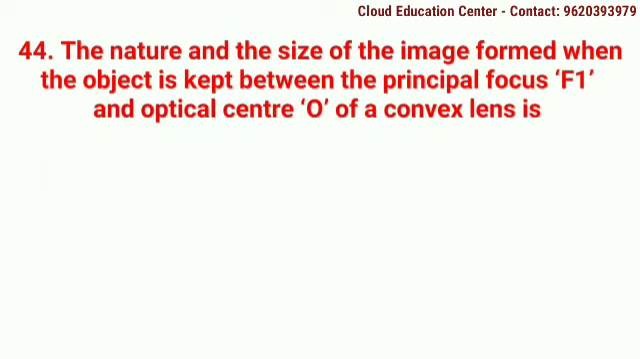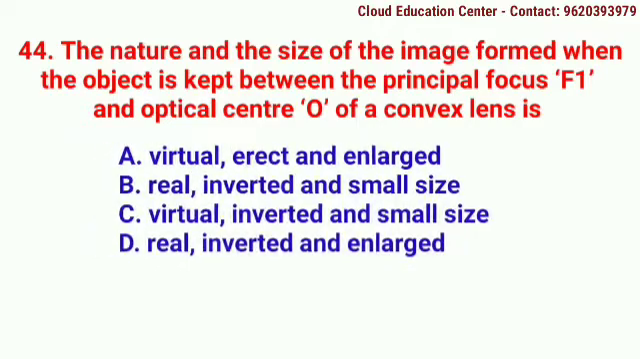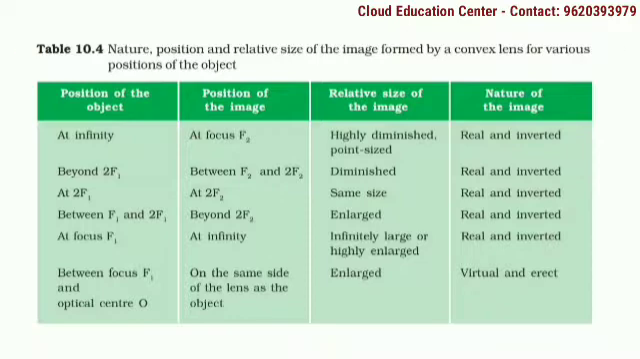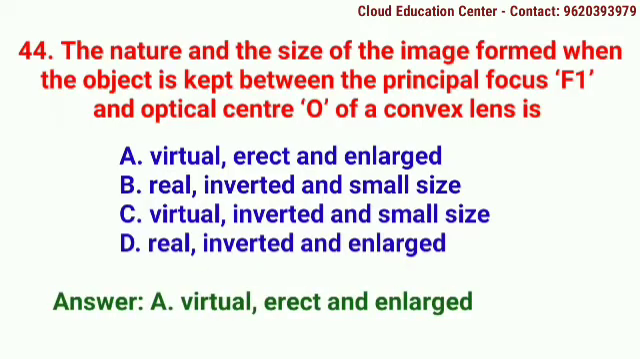The next question is, the nature and the size of the image formed when the object is kept between the principal focus F1 and optical center O of a convex lens is. There are 4 options. If you see the table which is displayed on the screen, based on that, the correct answer is option A, virtual, erect and enlarged.